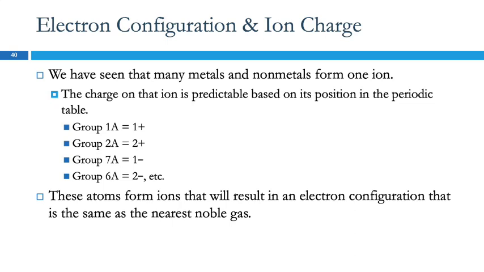So a lot of metals and nonmetals only form 1 ion, and it's because that ion gives them a noble gas electron configuration. Group 1, all +1. Group 2 are +2. Group 7 is -1. Group 6 is -2. Group 5 is -3. And so they're forming ions that have the same electron configuration as a noble gas.